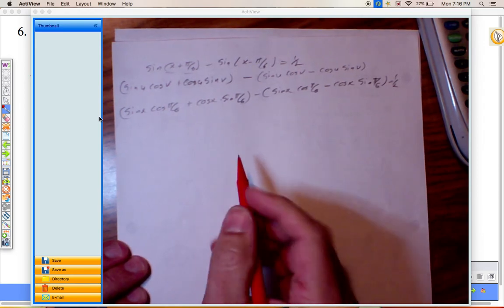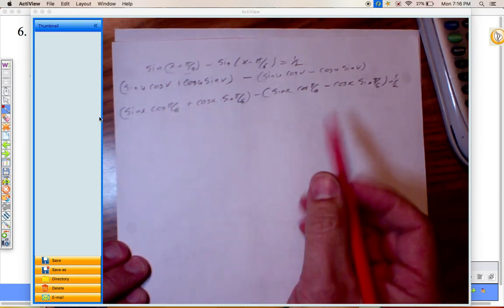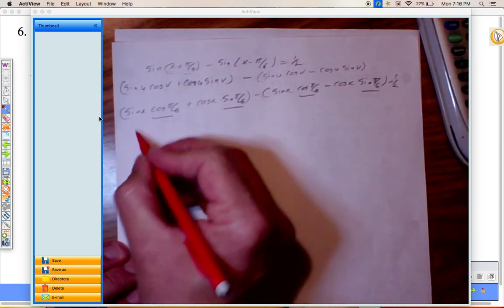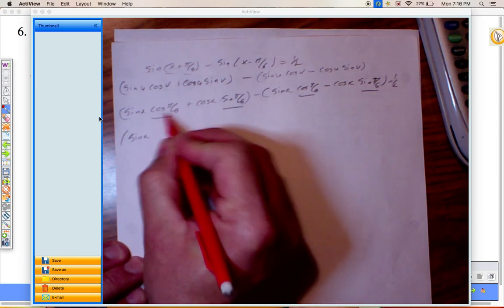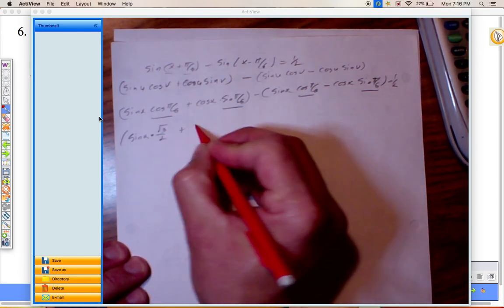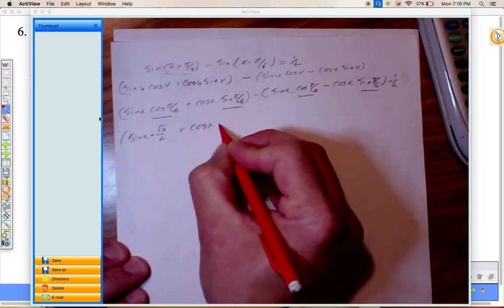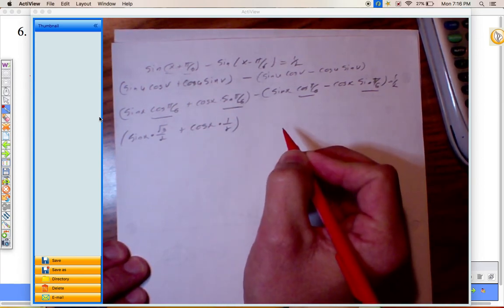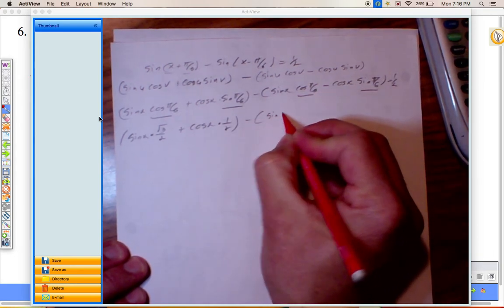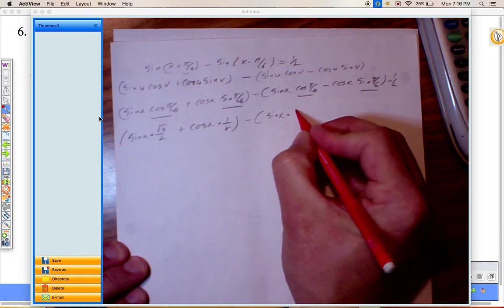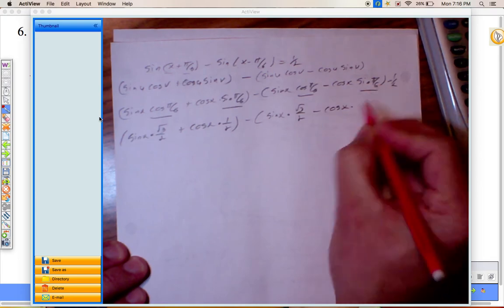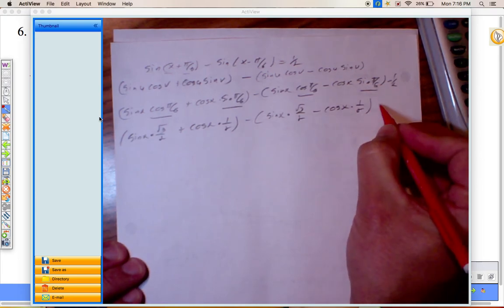Long formula, long work, but still not that bad, because we need to evaluate the ones that have angles. So I'm going to go sine of x, cosine of pi over 6 is the square root of 3 over 2. Sine of pi over 6 is a half, minus sine of x times cosine of pi over 6 is the square root of 3 over 2, minus the cosine of x times the sine of pi over 6, which is a half.